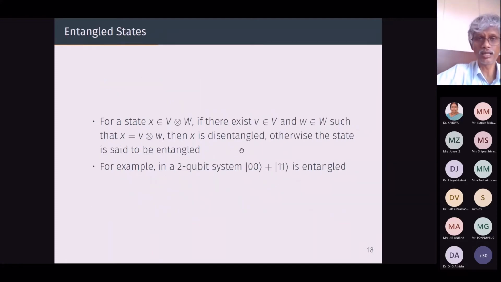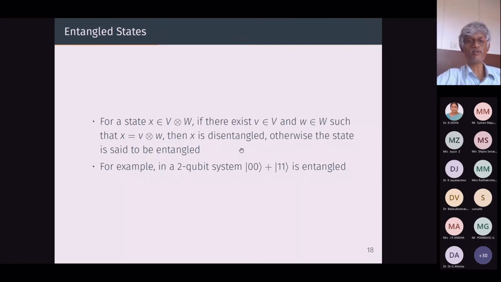And then the main thing is entanglement. All these things will come into meaning when we look at QKD, for example, QKD with entangled qubits. So in that sense, this would arise. But you can think of entanglement as follows. If you go to this V tensor W, not every vector is of the form x equal to v tensor w, right? So we have to look at linear combinations of these. That is how the tensor product is defined.